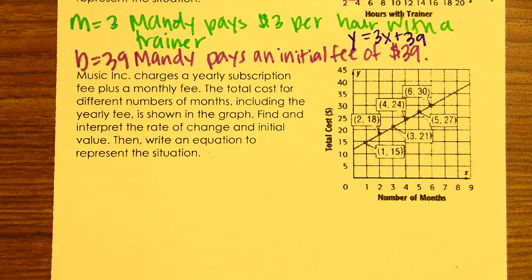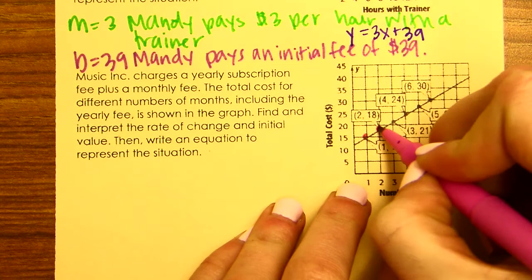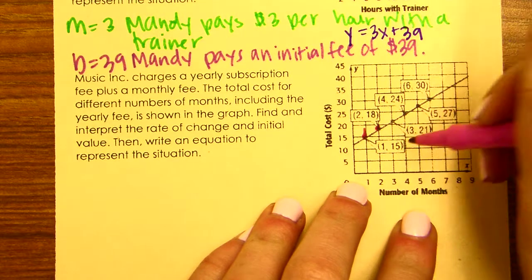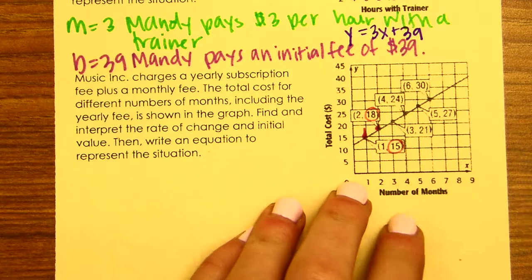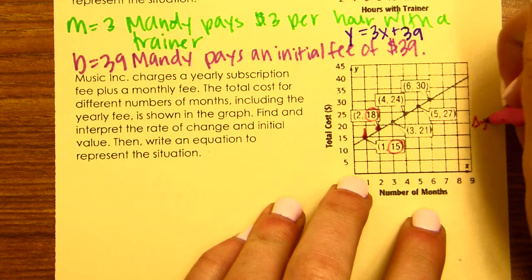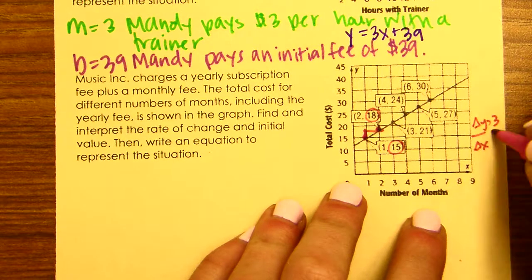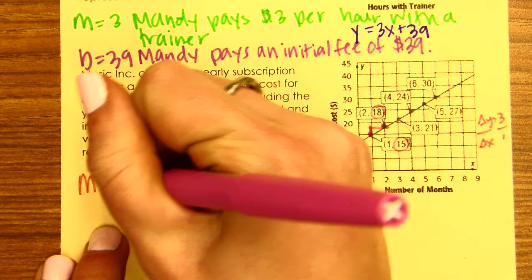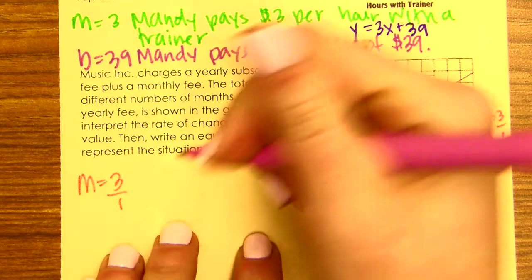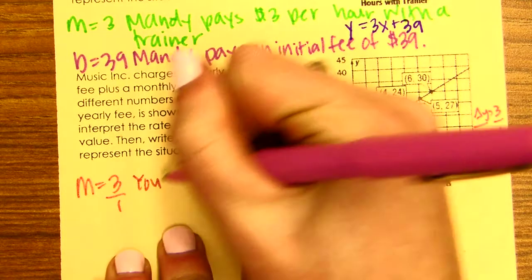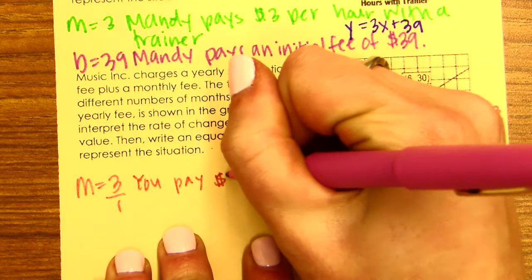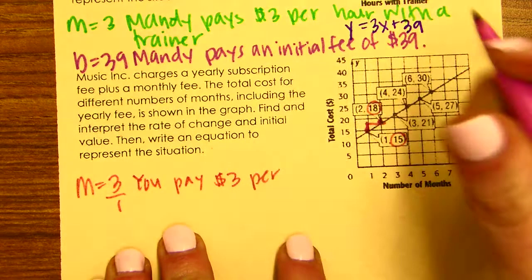So first I'm going to find the rate of change. I can use any two points on the graph. From this point to this point, my change in y is 3 because it goes from 15 up to 18. So my change in y is 3. My change in x is 1 because it goes from 1 month to 2 months. So the rate of change is 3 over 1, or just 3. You pay $3 per month. That's my interpretation.